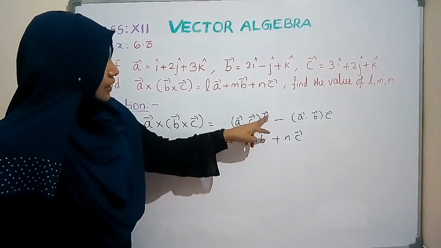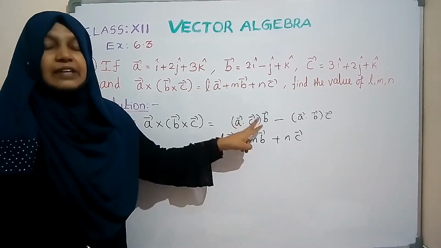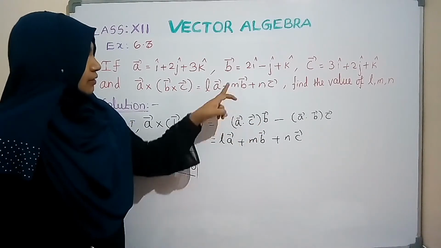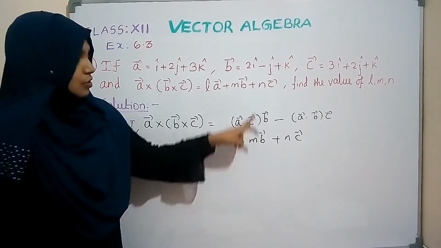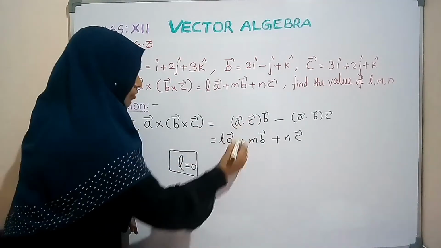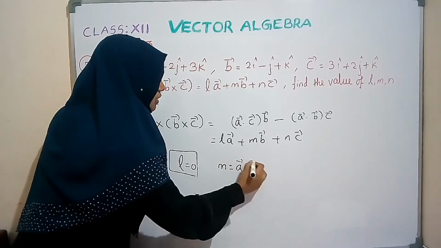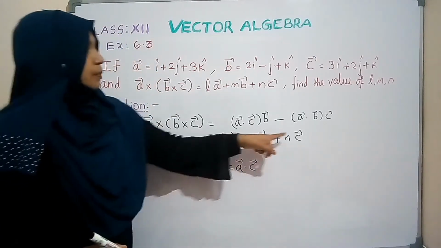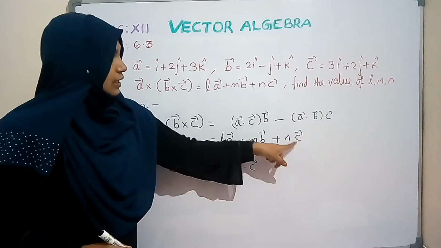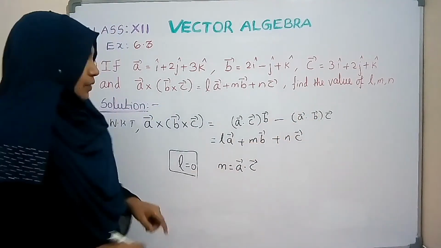And b vector means, what is the coefficient of b vector in the formula? It is a vector dot c vector. In our question it is M. So compare the b vector coefficient on both sides. So we can write M is equal to a vector dot c vector. And also compare the c vector on both sides. N value is equal to minus of a vector dot b vector.